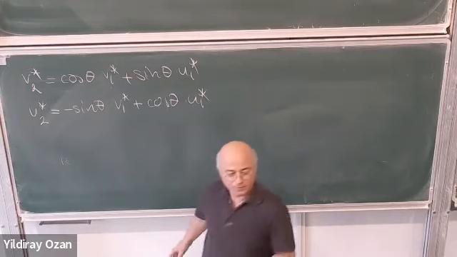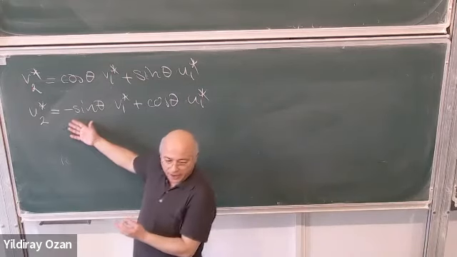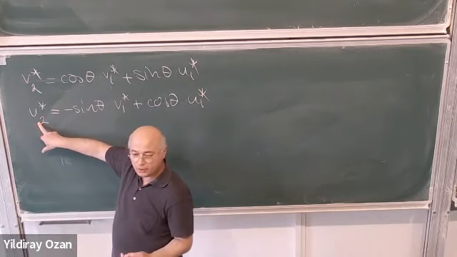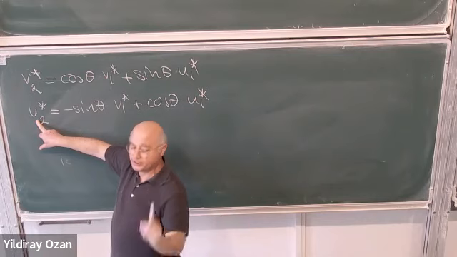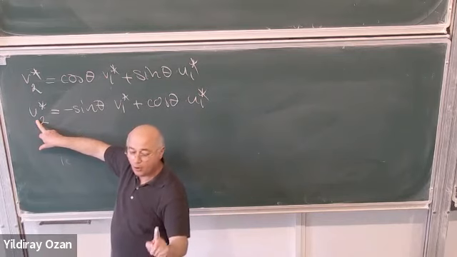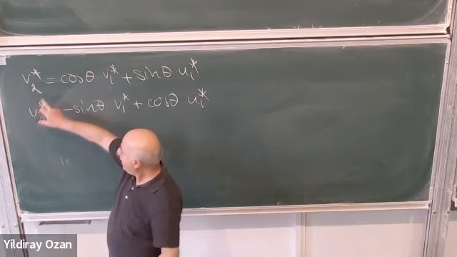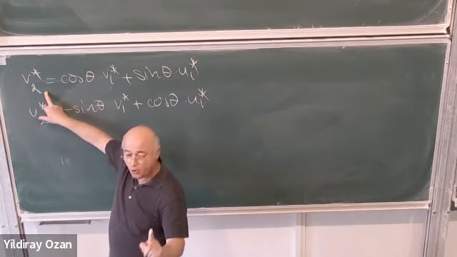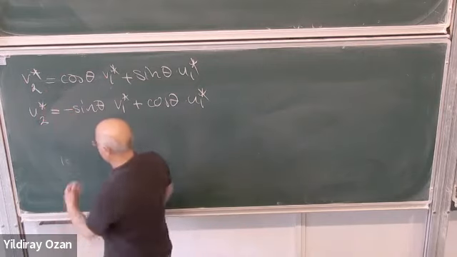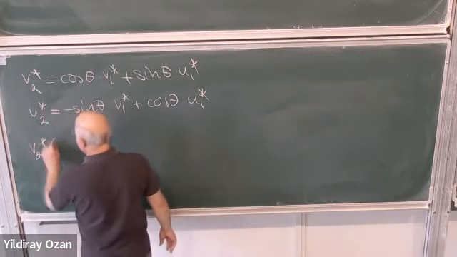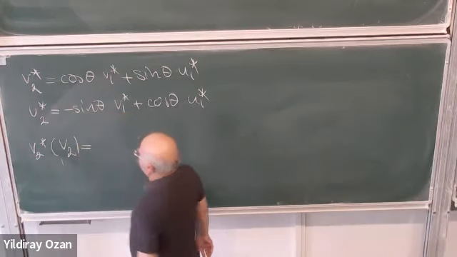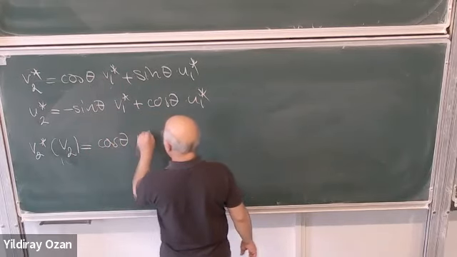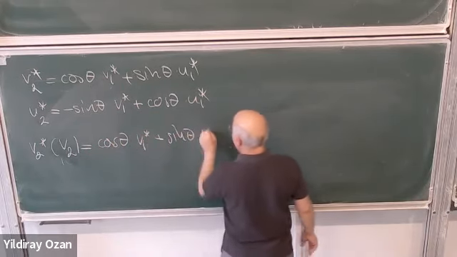Is it correct? We have to check, right? How can you check? Well, if these are the dual, then this guy should evaluate 0 on V2, 1 on U2. And this guy should evaluate 1 on V2 and 0 on U2. So let's check it. V2 star, V2. Okay, now cosine theta V1 star plus sine theta U1 star.